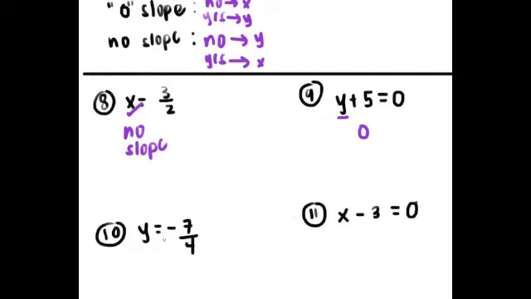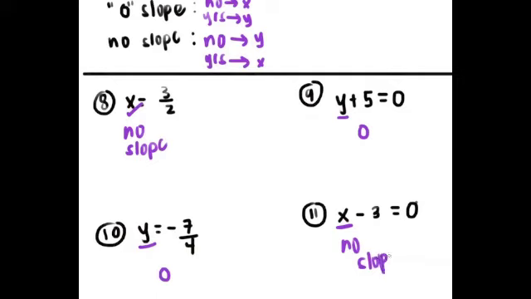Looking at number 10, only one variable. I see a y. So yes, I have a y. No, I do not have an x. So again, I have a 0 slope. Excuse me. And in number 11, only one variable. I see an x. I do not have a y, so this is no slope.